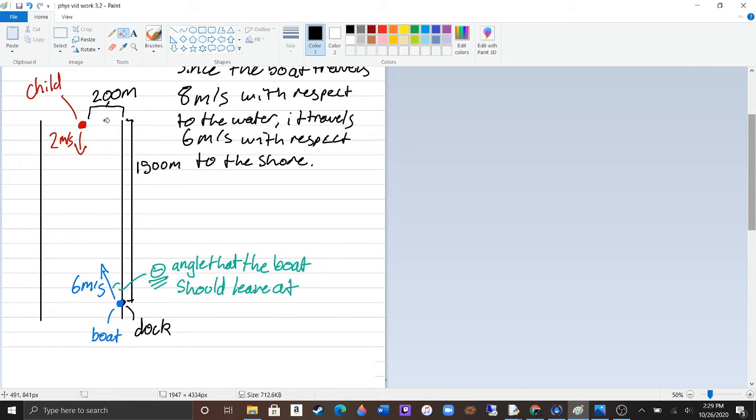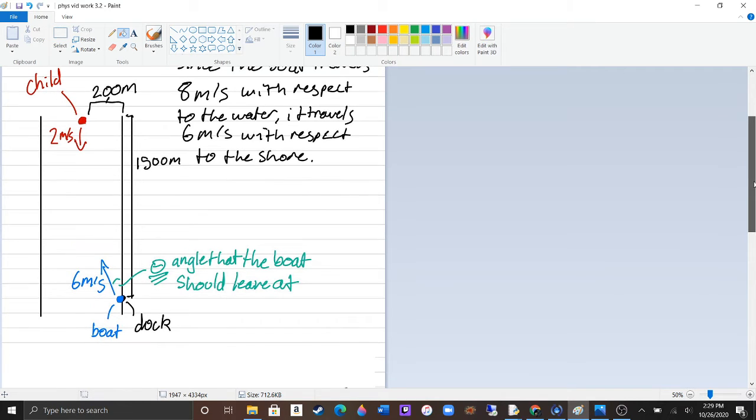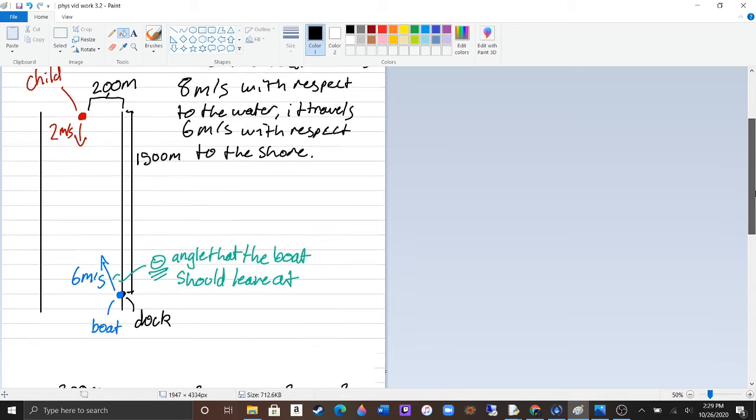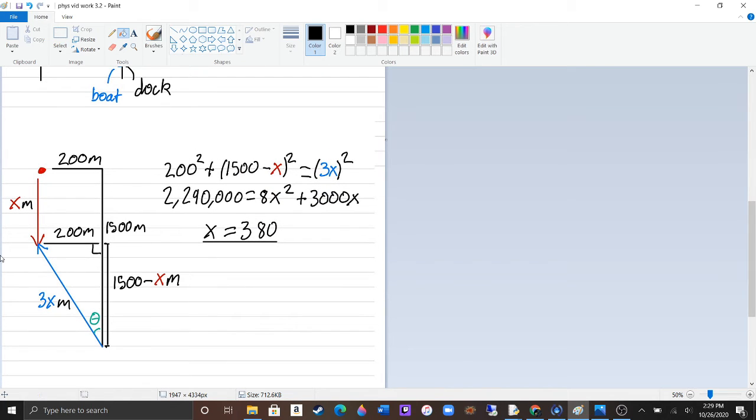So the child, which is 200 meters from the shore and 1,500 meters upstream of the dock, we can get rid of all of that extra stuff and put it into a more geometric looking diagram. So we have our child up here and the boat, which starts down here. We know that since the child is traveling at 2 meters per second and the boat is traveling at 6 meters per second, this length, if they are meeting at a point and both are moving in a directly straight line, this side will be 1/3 of the length of this side.